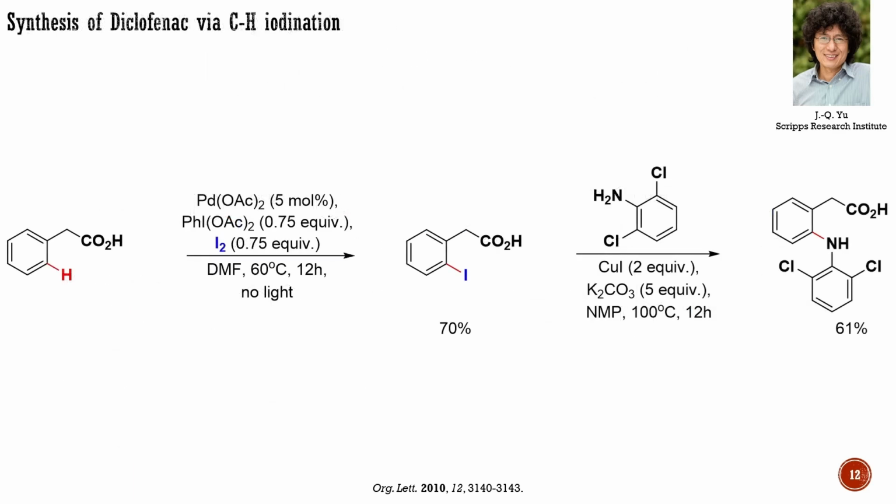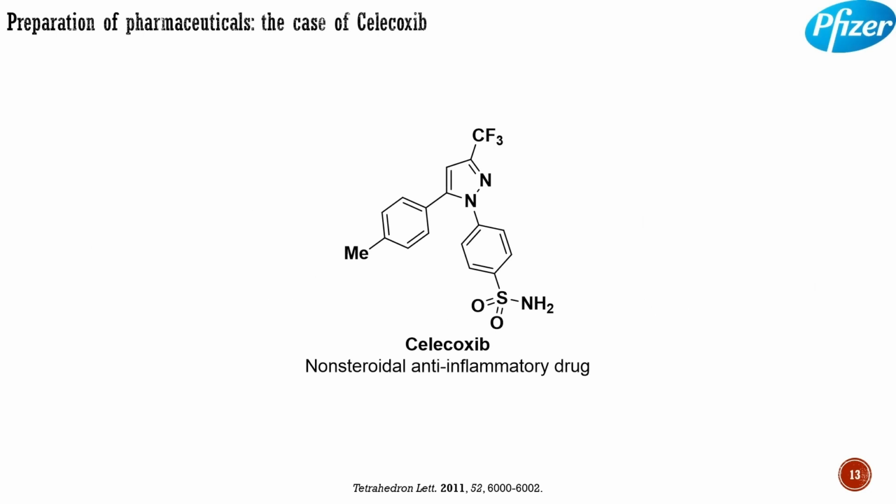As a potential application of this reaction, they suggested and successfully performed the synthesis of diclofenac. They prepared the iodinated phenylacetic acid using palladium-catalyzed CH iodination, followed by copper-mediated Ullmann amination to yield diclofenac in 61% yield. In another paper, scientists from Pfizer developed a novel approach to celecoxib involving a CH arylation step.